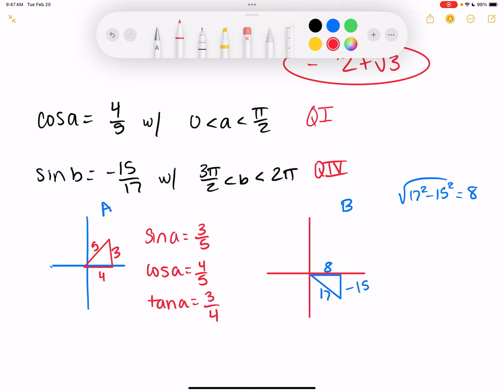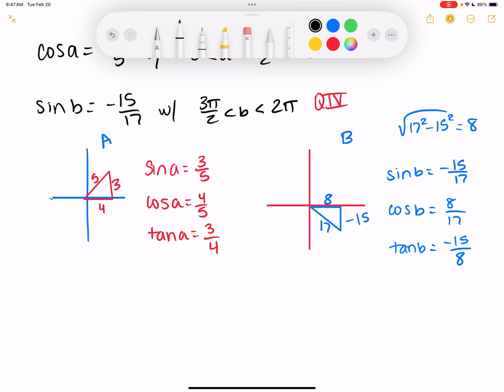Then over here, sine of B was given to us, negative 15 over 17. Cosine of B would be 8 over 17. Tangent of B. All right, so now I've done all the hard work. So now the next part is easy. We're actually solving the problem.